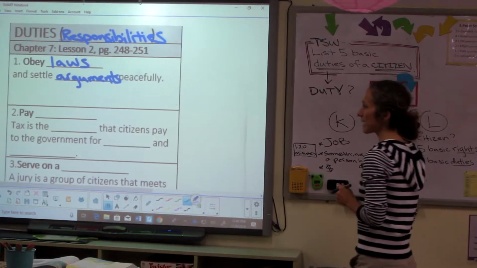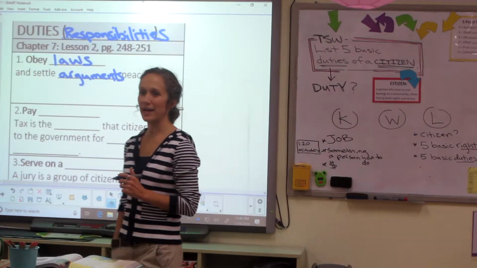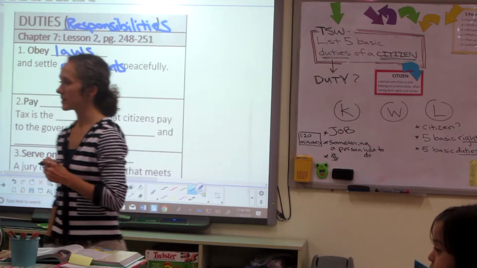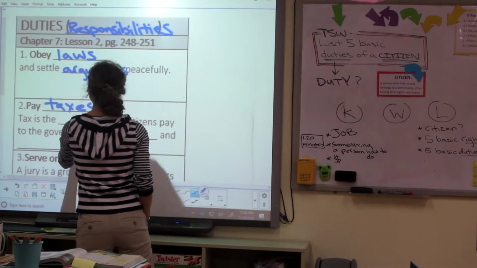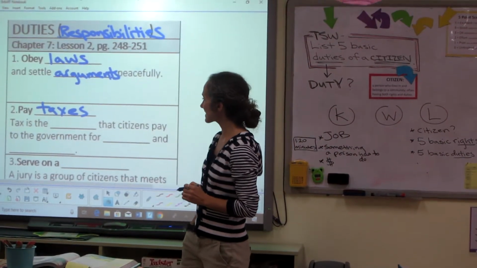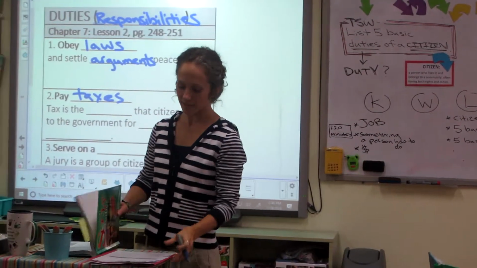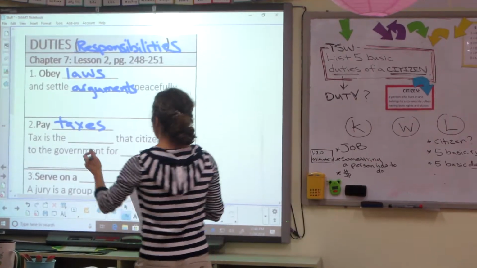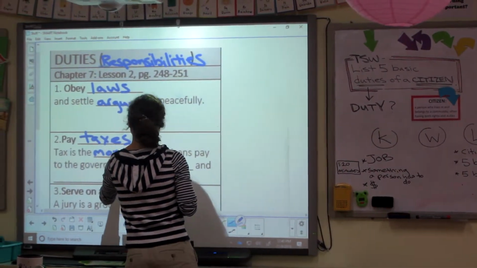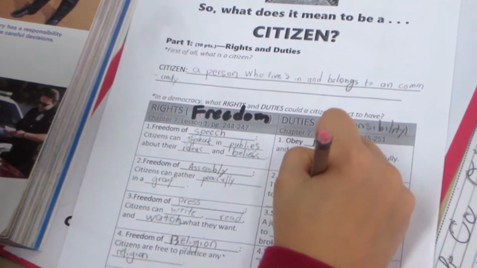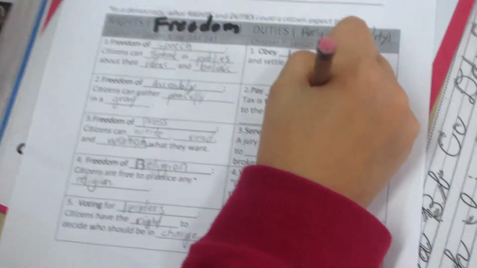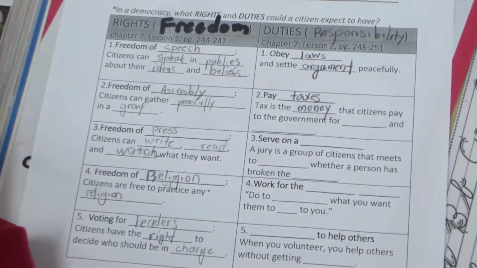Second thing, pay what? According to our book, what do we need to pay? Ethan. Taxes. Pay taxes. And here, right below it, gives a definition of what tax is. Tax is the, anybody guess? Money. That citizens pay to the government for blank and blank. So this is money we pay to the government for two things. Any guesses? This one will actually come when we start talking about money in one of our next units.